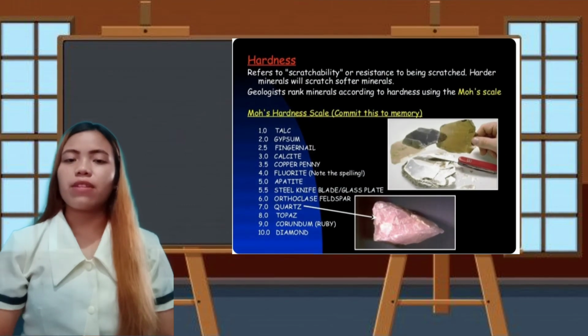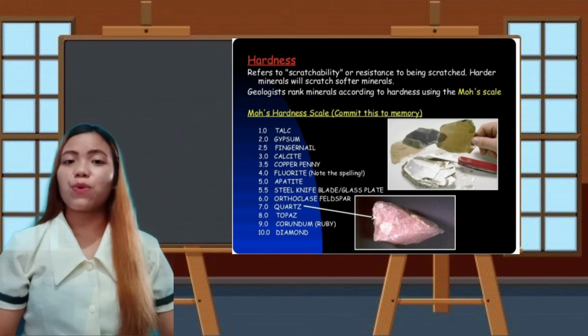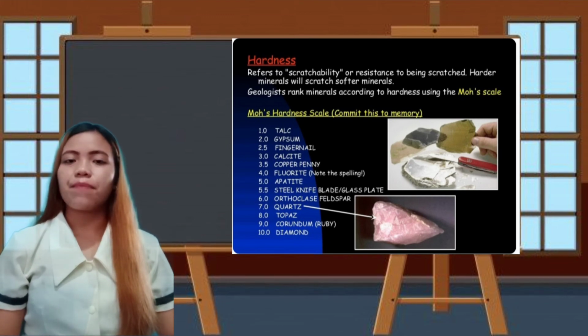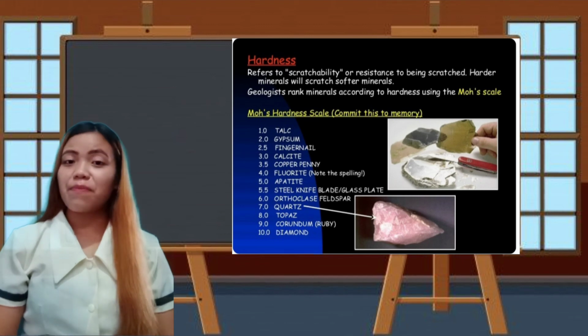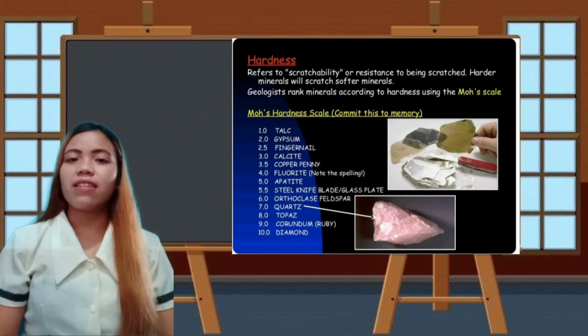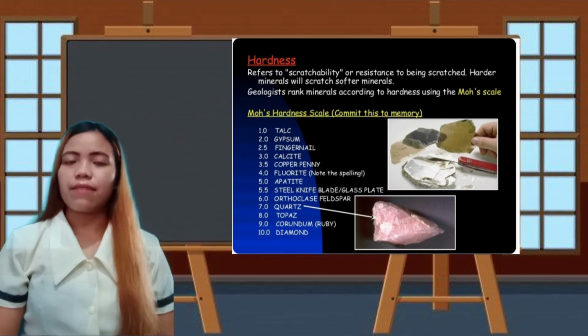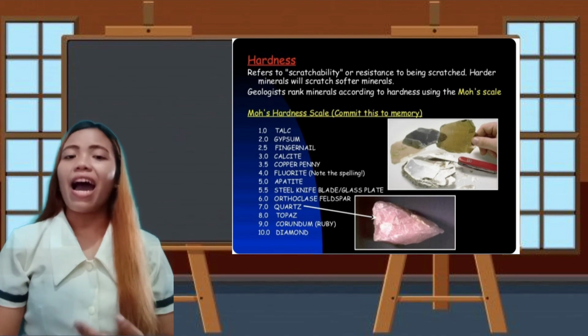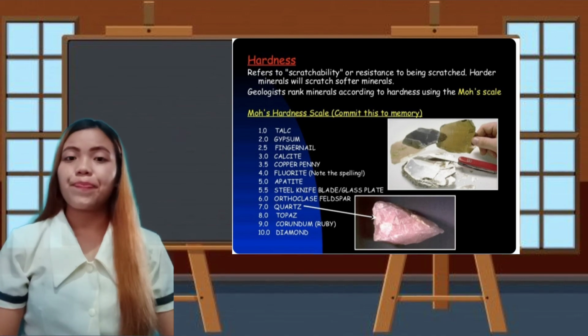Hardness refers to the resistance to being scratched. Harder minerals will scratch softer minerals. Geologists rank minerals according to hardness using the Mohs scale. Below is the Mohs hardness scale.